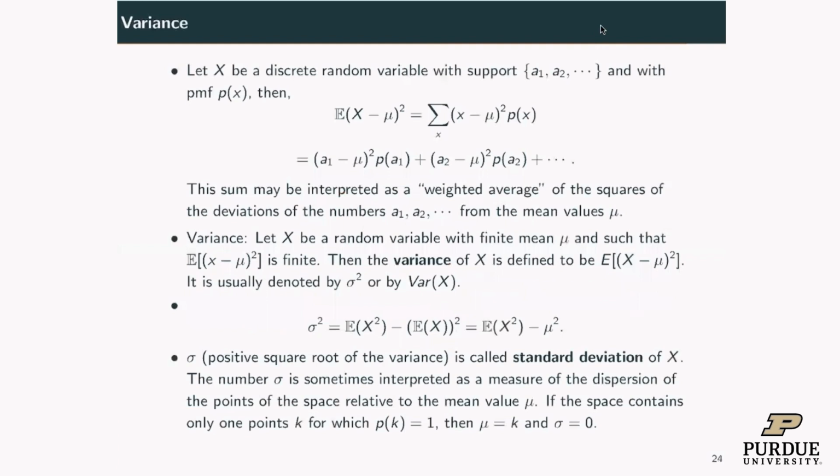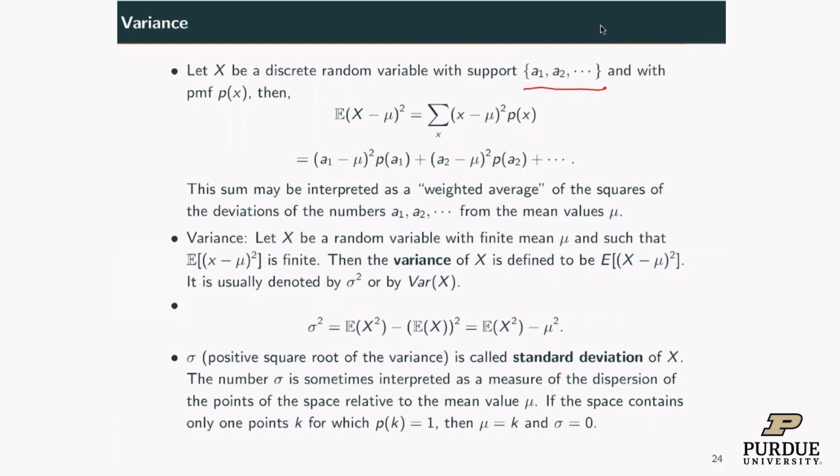The second special expectation is called the variance. For example, let x be a discrete random variable with this support, the possible values, with PMF. Then the expected value of (x minus mu) squared, where mu is the expected value, the mean, by definition is a weighted sum. This sum may be interpreted as a weighted average of the squares of the deviations of the numbers a1, a2 from the mean mu. That's exactly the definition of variance.